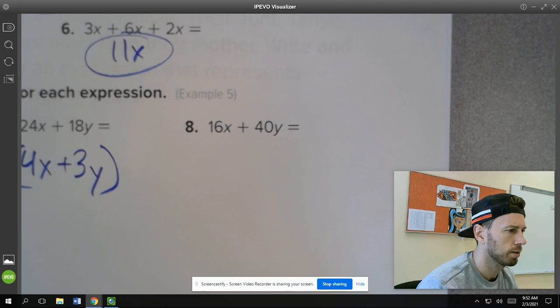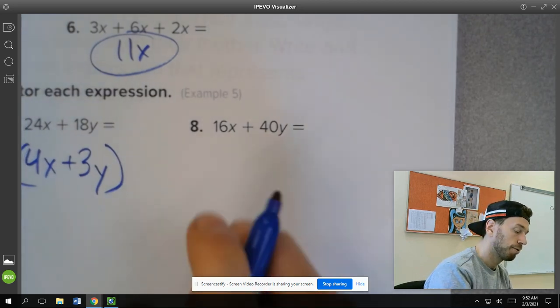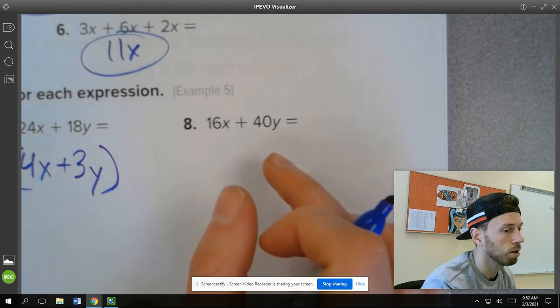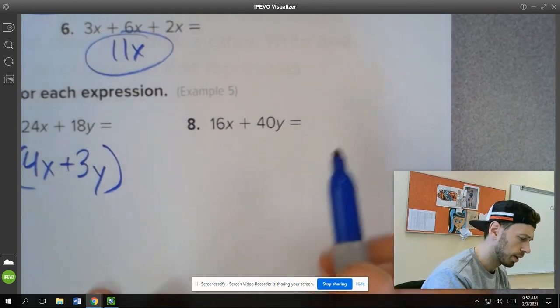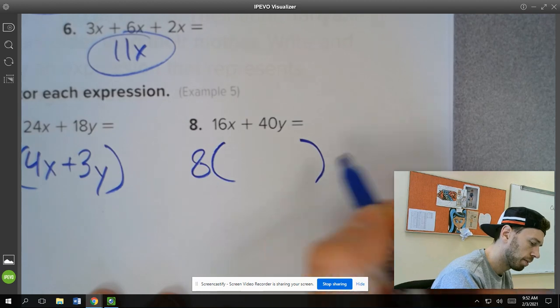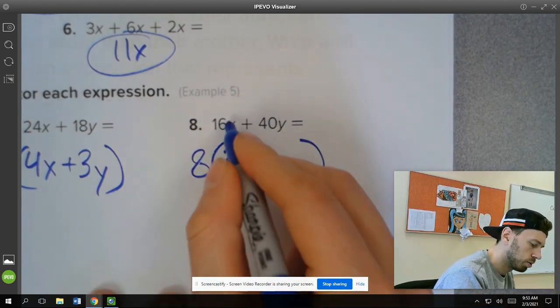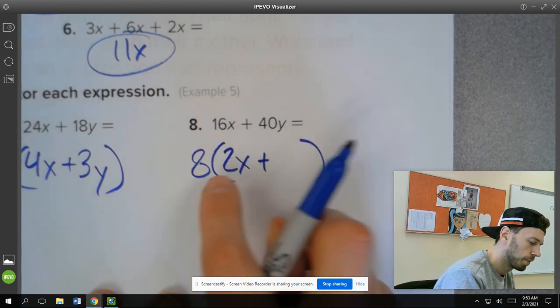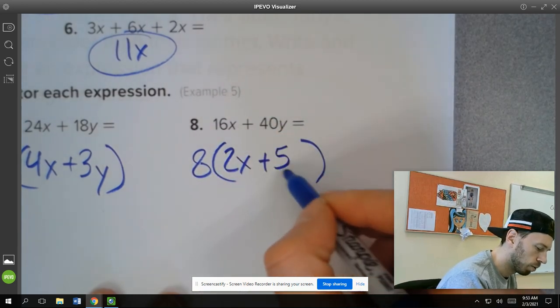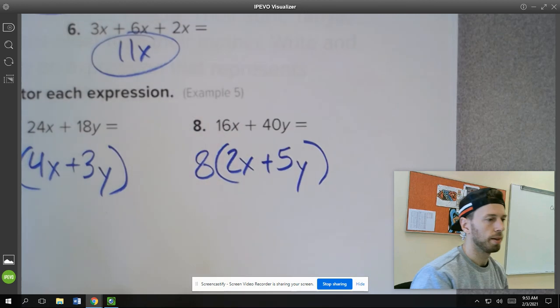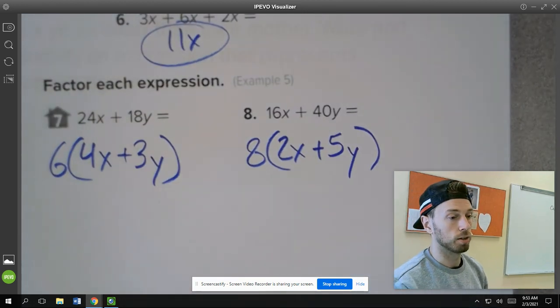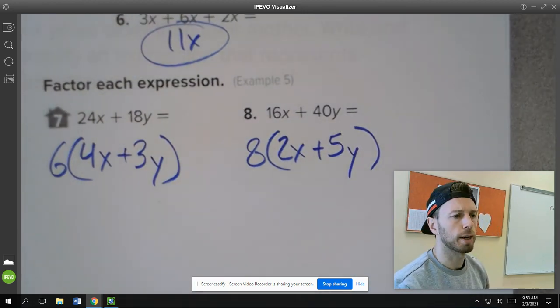A factor that I can factor out of these. I know that 4 can go into both of them, so you can factor out a 4. But I'm going to go with 8 because 8 is the greatest common factor, so we can factor out an 8 from both of them. And out of the 8, 8 times 2 is 16, with the x. And 8 times 5 would be 40. And then we have the y there, right? And then that's how we would factor those two expressions. So a little bit of extra practice with factoring.